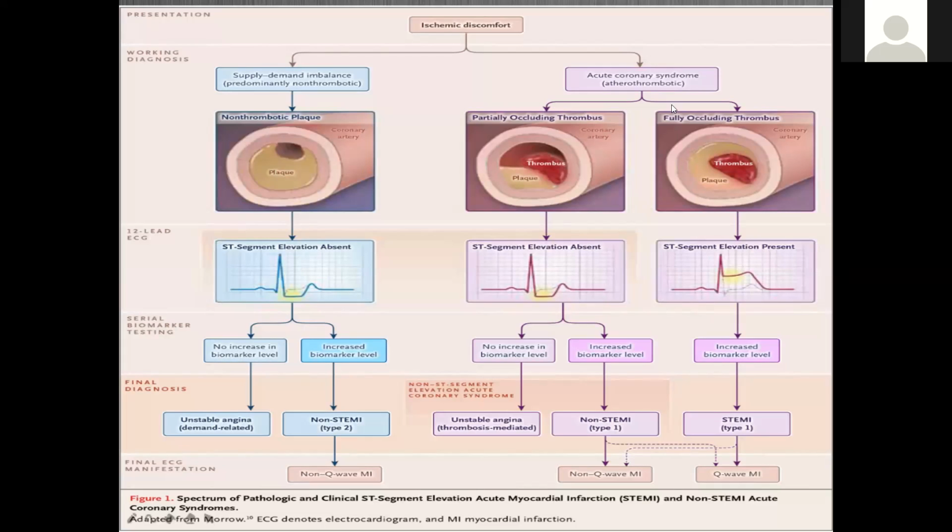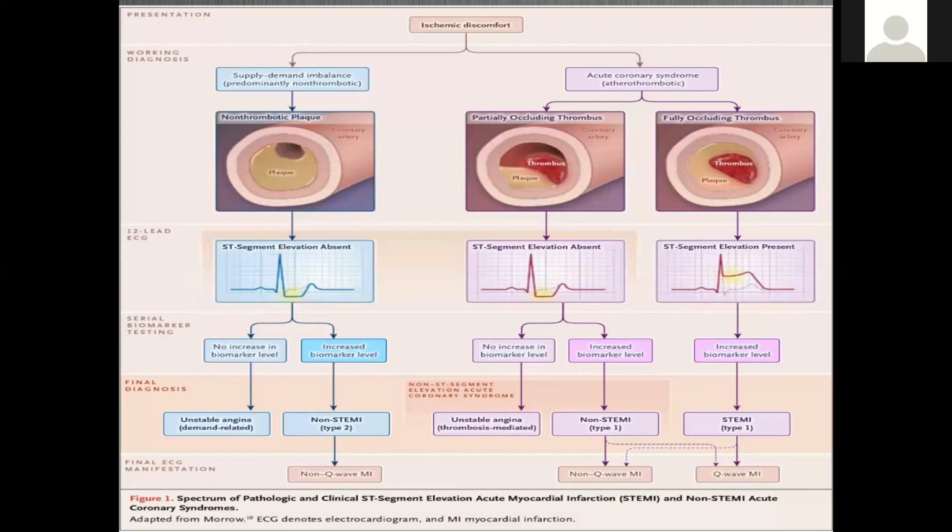Here, the second thing is atherothrombotic, so a partially occluding thrombus. On the other side, the ST segment elevation is absent, then you can even think of it as unstable angina. Suppose the ST segment elevation is present with increased biomarker level, then it is known as Q wave MI or STEMI. So from this diagram, I could say one thing: when the patient is in danger, there is positive history of signs and symptoms of MI with ST segment elevation with increased biomarker levels. That is the most dangerous.